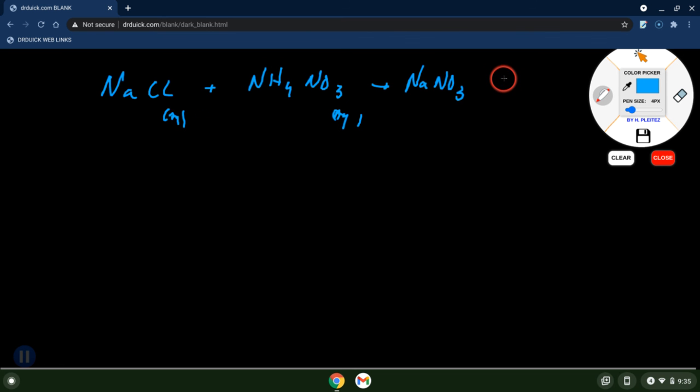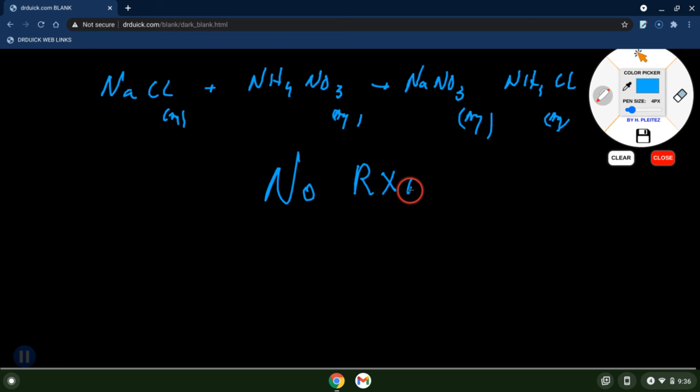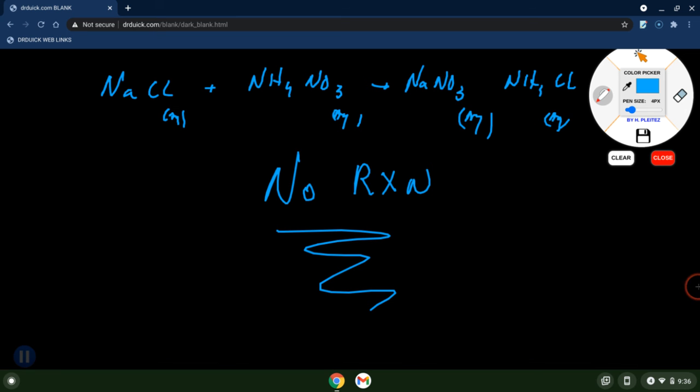NaNO3, and the other one is NH4Cl. Now I'm going to look at this for a second. I'm going to say, wait a minute, this is all aqueous, right? This is real easy to do. All you have to do is put down no reaction, because nothing happened. All right, that's all.